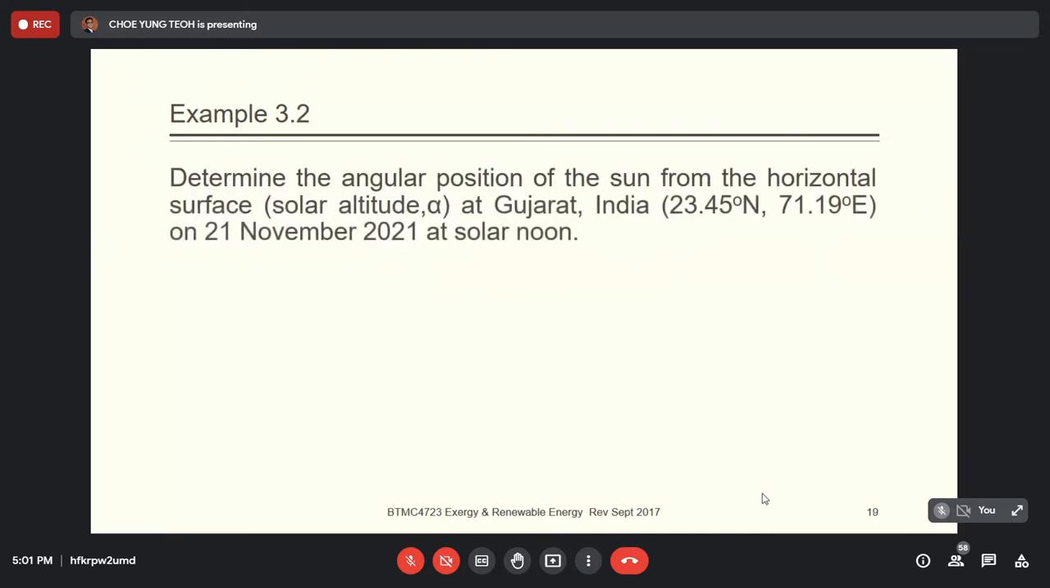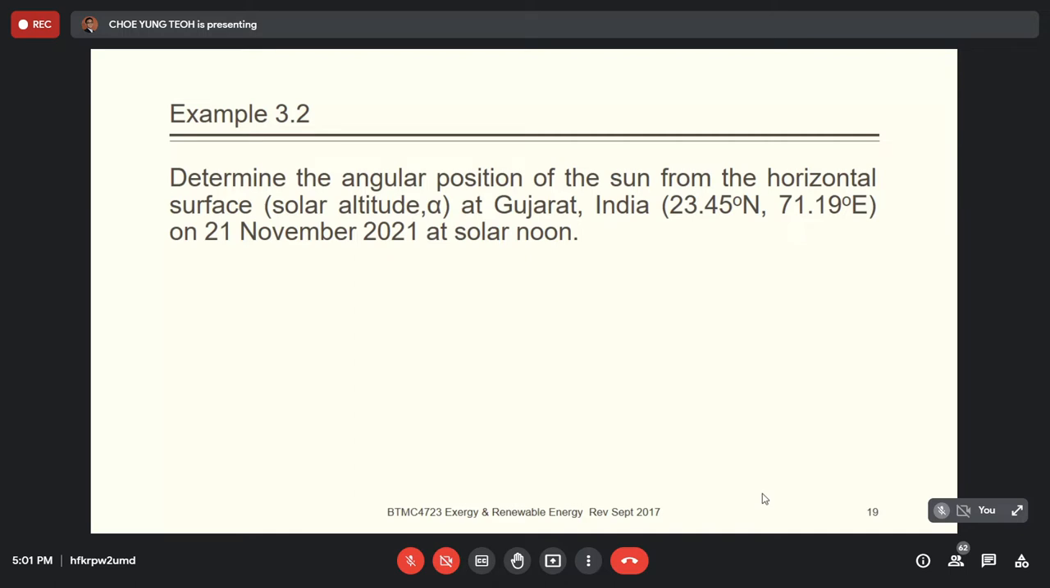So now we move to 3.2. Just extend a bit on what we learned last week. Determine the angular position of the sun from the horizontal surface, which we call the solar altitude angle, at Gujarat, India. The coordinates are given as 23.45 north, 71.19 east, on 21st of November 2021 at solar noon. Okay, what do you think? You can start now.